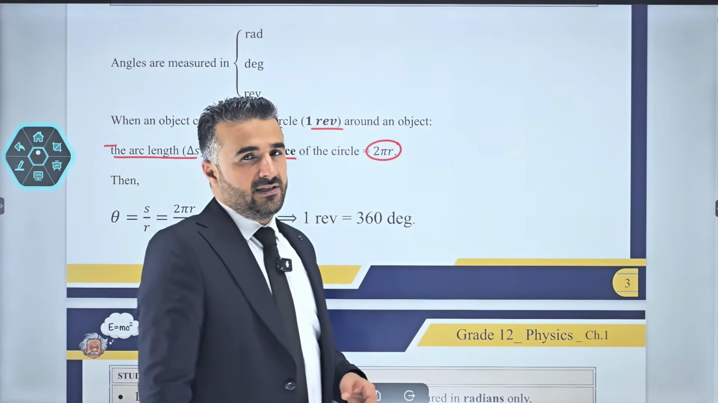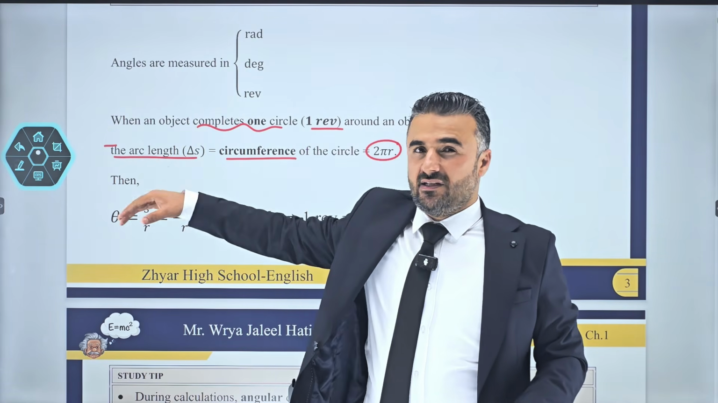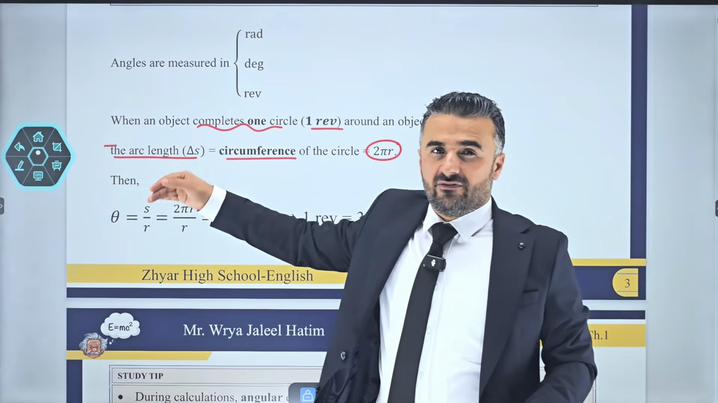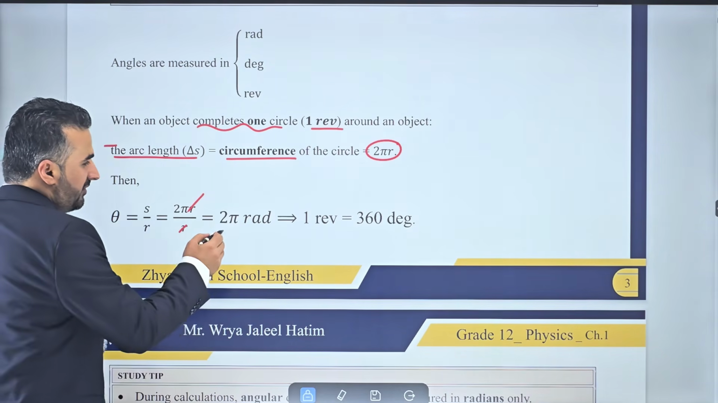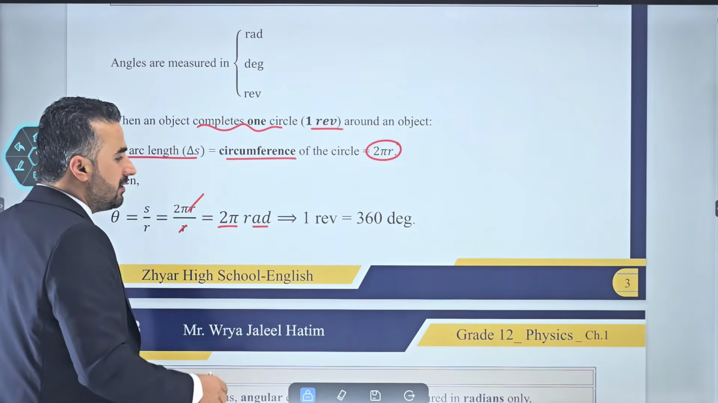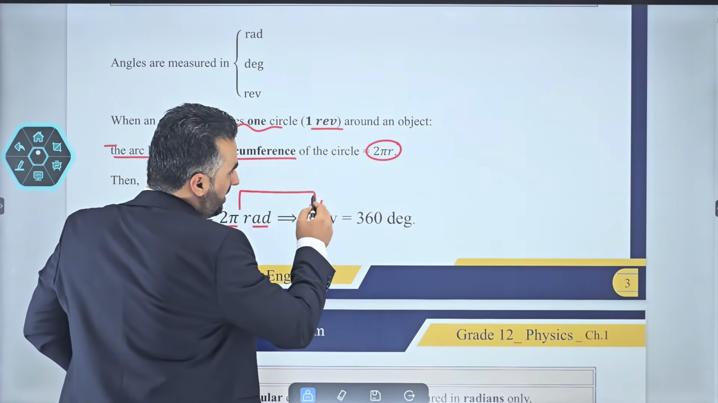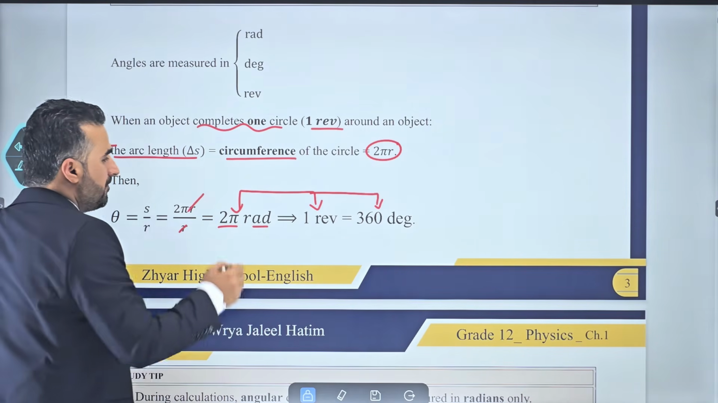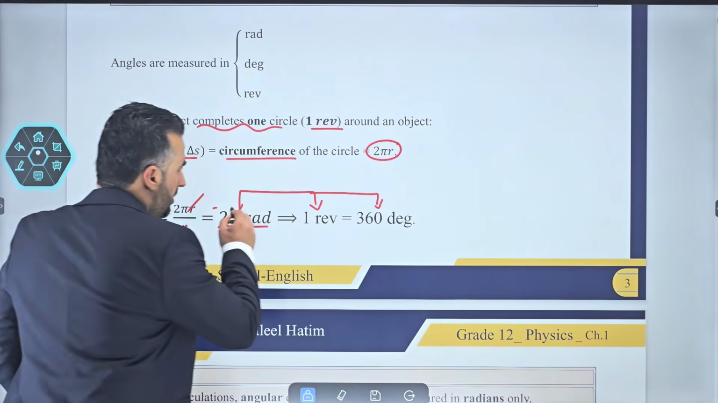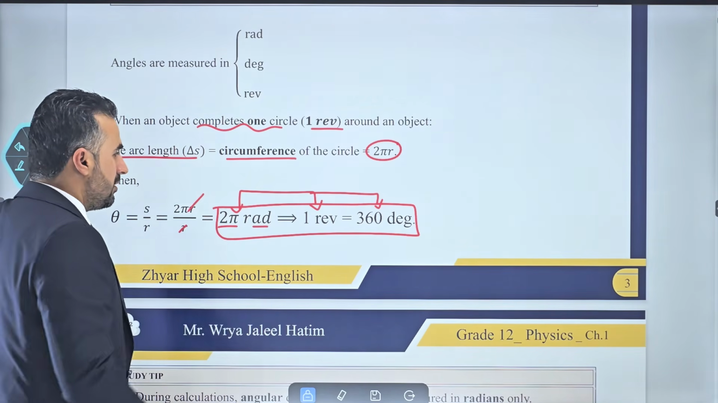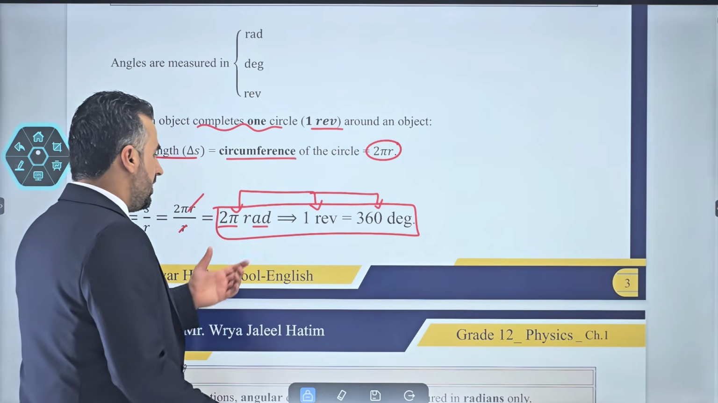And how do you find theta, the angle? It is the arc length divided by the radius, so 2 pi r divided by the radius. The radiuses cancel out, so we are left with 2 pi radian, and that is when there is one rev. In degrees, it is equal to 360 degrees. And of course, we can use this as a key conversion from one angle to another. So hereafter, you need this.